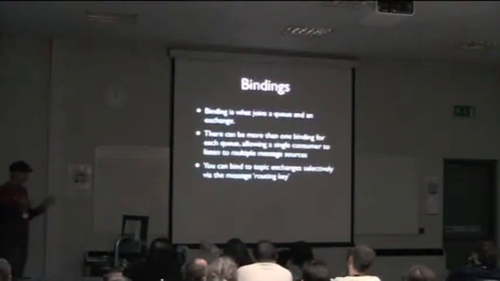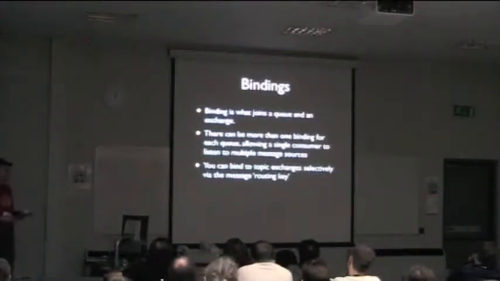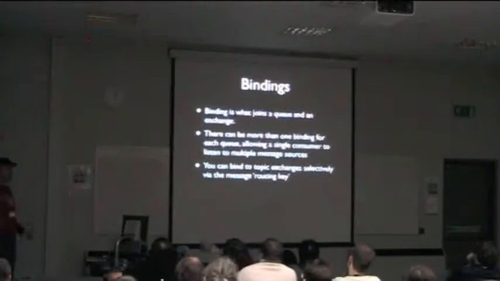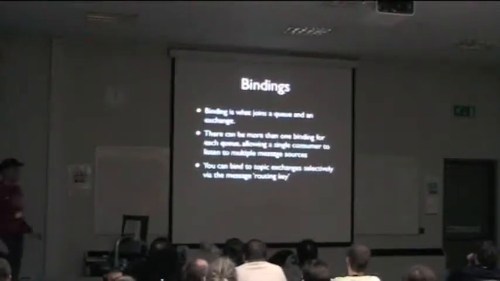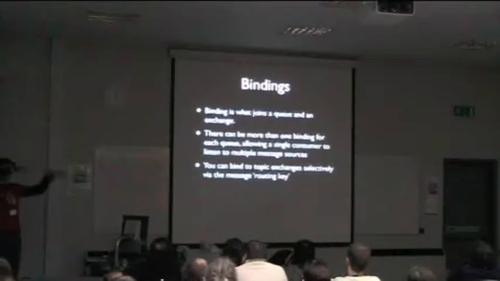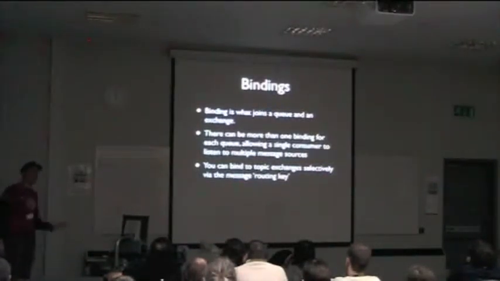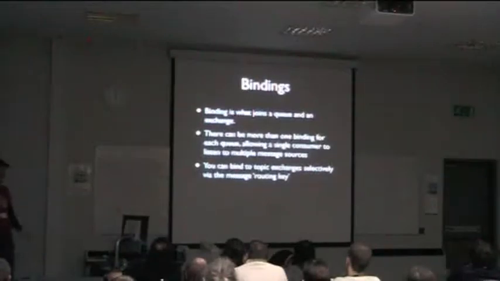So this joining thing is called binding. And actually, you can get pretty complicated here because you can take a queue and one or more exchanges and bind one or more times. So you can have a queue that listens to various things on various exchanges selectively. So that's looking at more interesting and complicated topologies. It's all here. You can do it all.